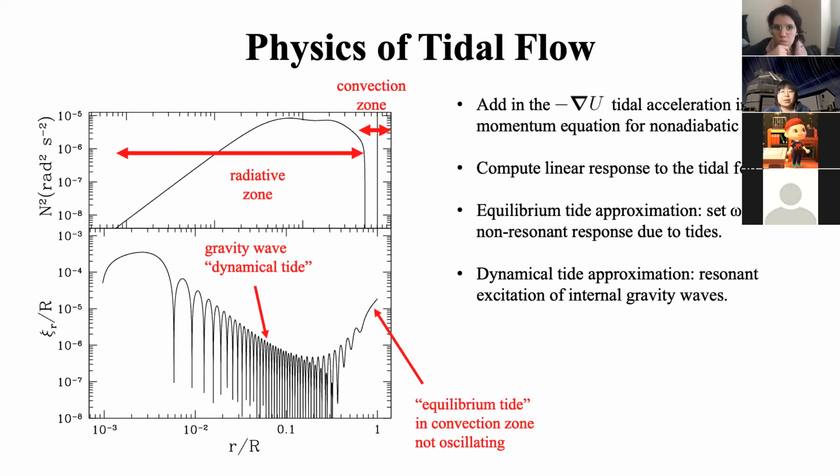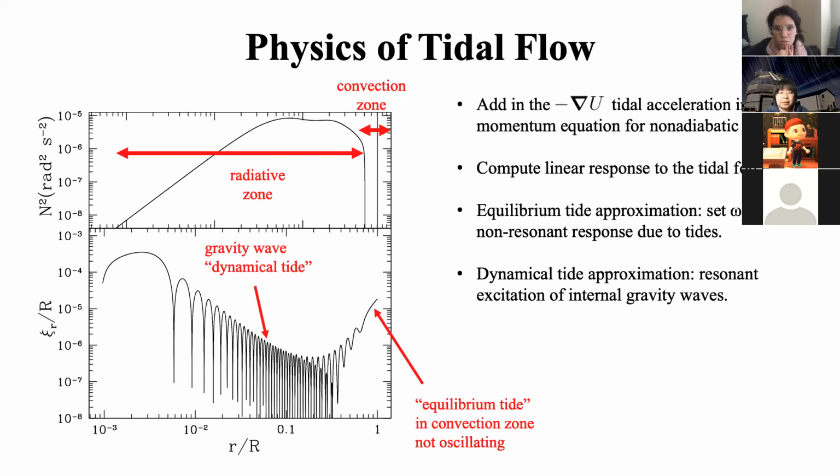A good example is just the tidal bulges on Earth caused by the Moon. That's all equilibrium tide. The short wavelength solution is called the dynamical tide. It is the resonant excitation of an internal gravity wave. In astroseismology, we also call them g modes.